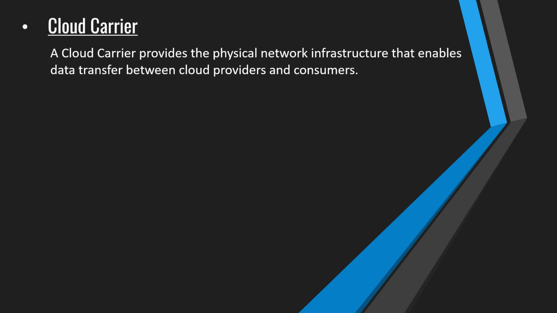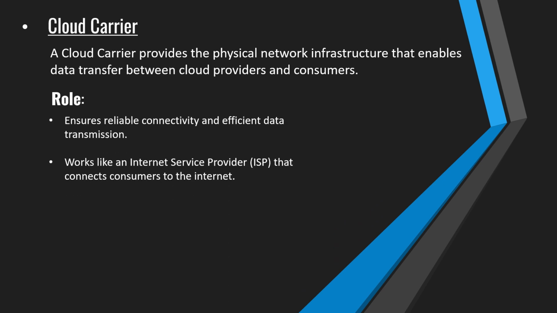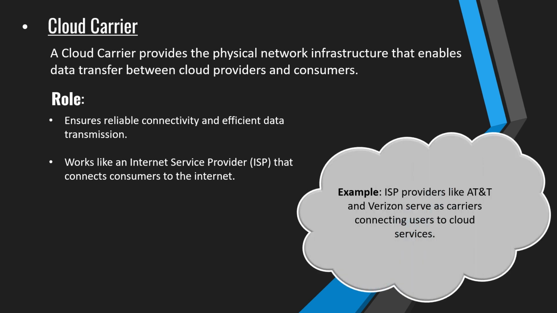The next component is the cloud carrier. The cloud carrier is the physical network infrastructure that enables data transfer between cloud provider and consumer. It transfers the data from the cloud provider to the consumer. The cloud carrier handles the internet and network connection between the consumer and provider. Think of it as the transportation service that carries data back and forth, like an ISP connecting you to the internet. Its role is to ensure reliable connectivity and efficient data transmission, whether the data is transferred or not. It works like an internet service provider that connects the consumer to the internet.